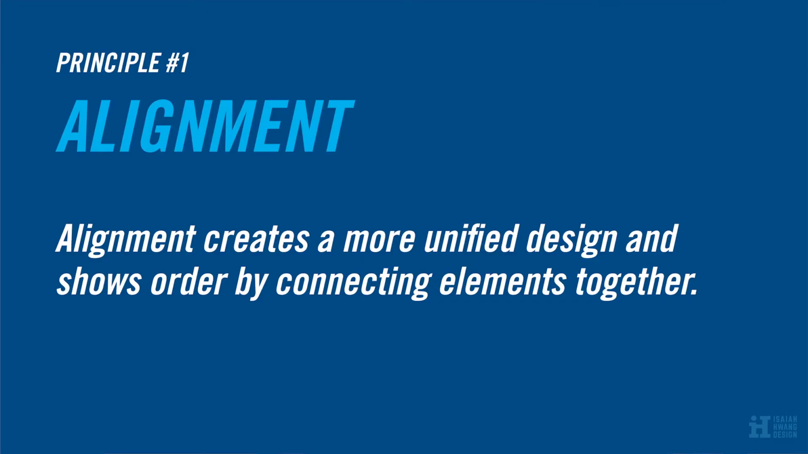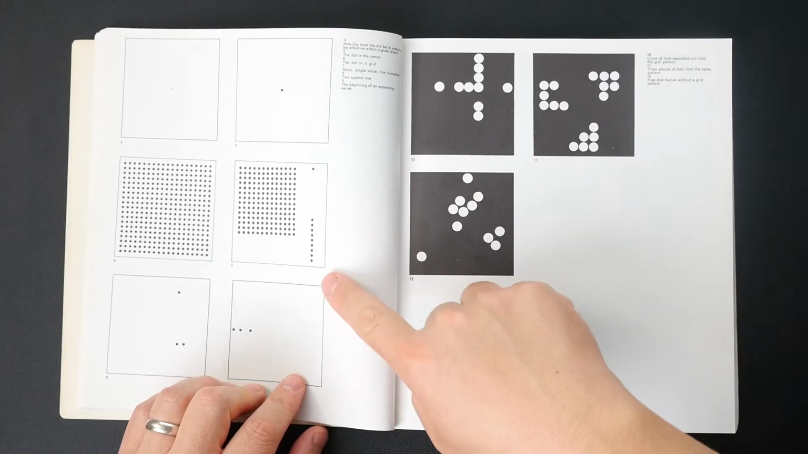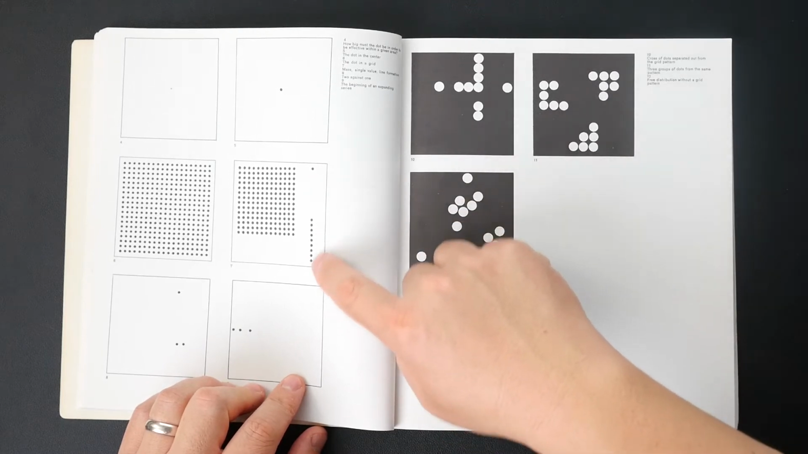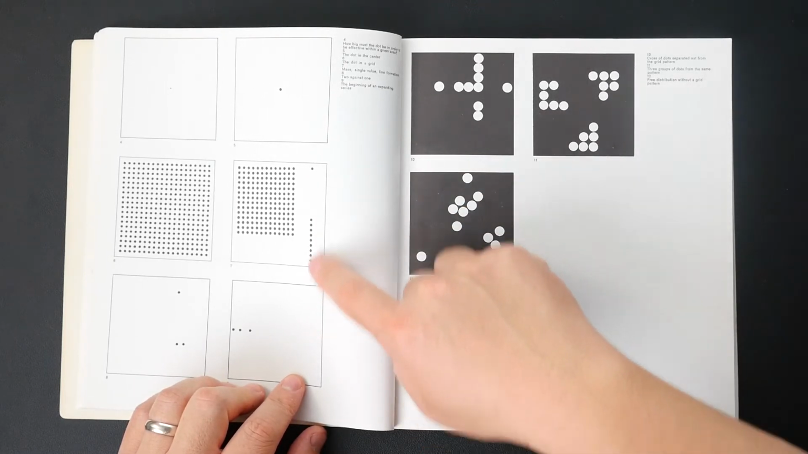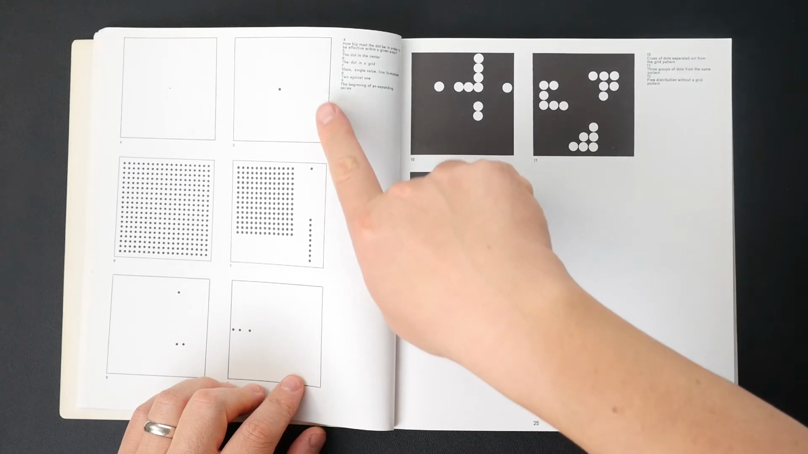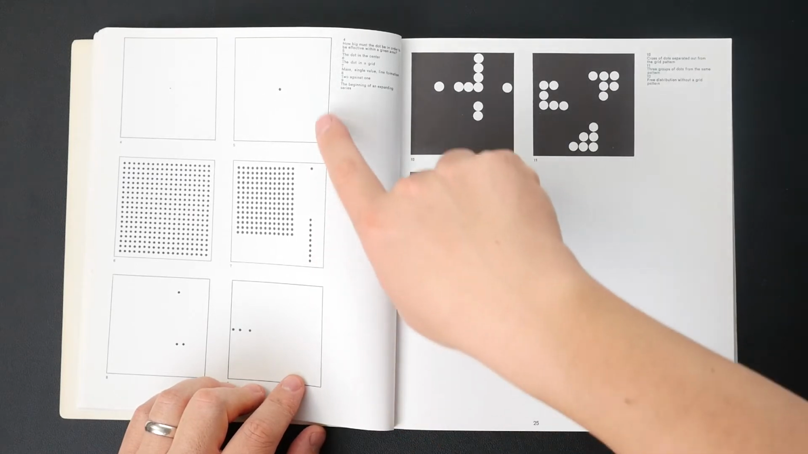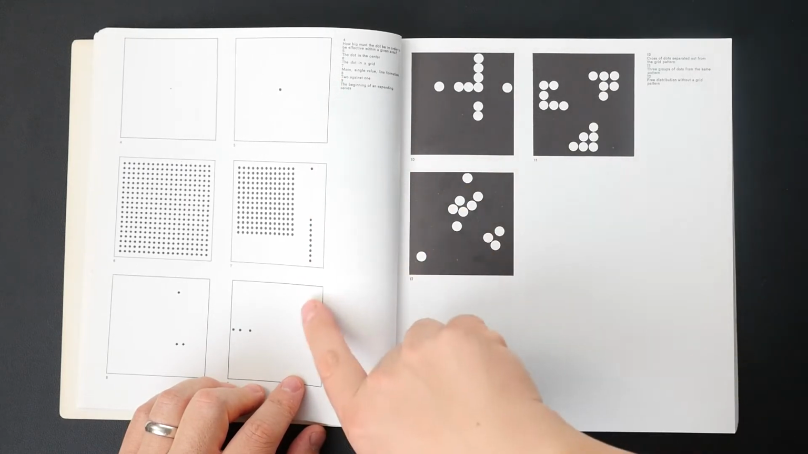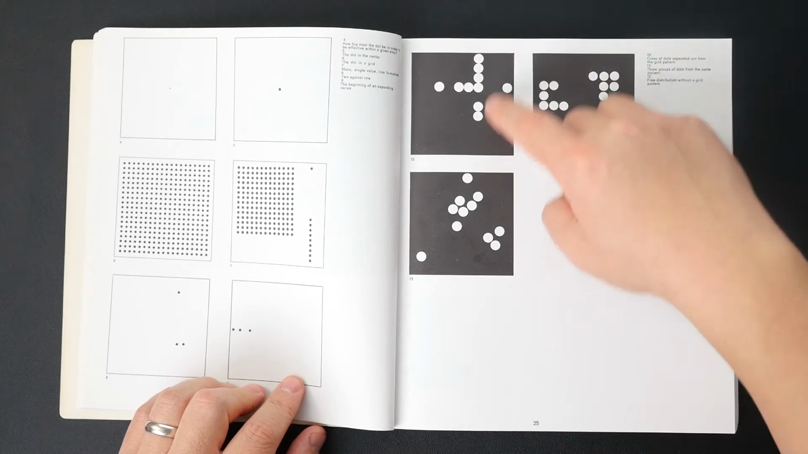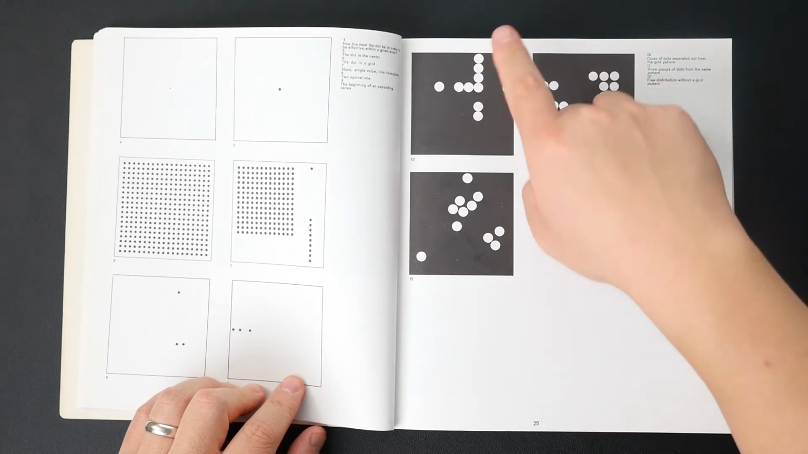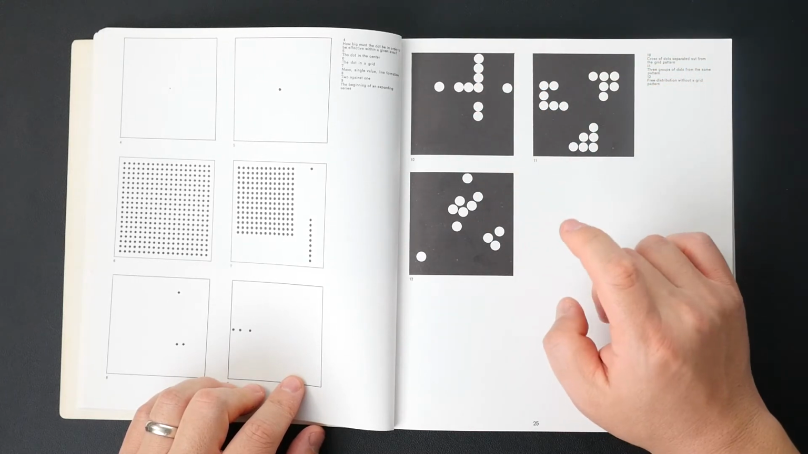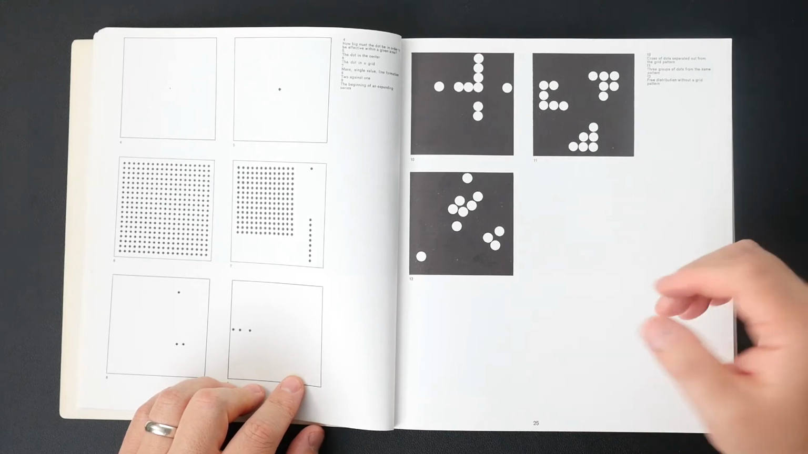The first principle is alignment. Alignment creates a more unified design and shows order by connecting elements together. So in this design right here, this top dot and all of these dots, you know that these somehow are connected because there's an invisible line that is connecting them, which is the alignment. Same thing with here. There's a line, and since these are all aligned on that same line, you as a viewer understand that there is some kind of connection.